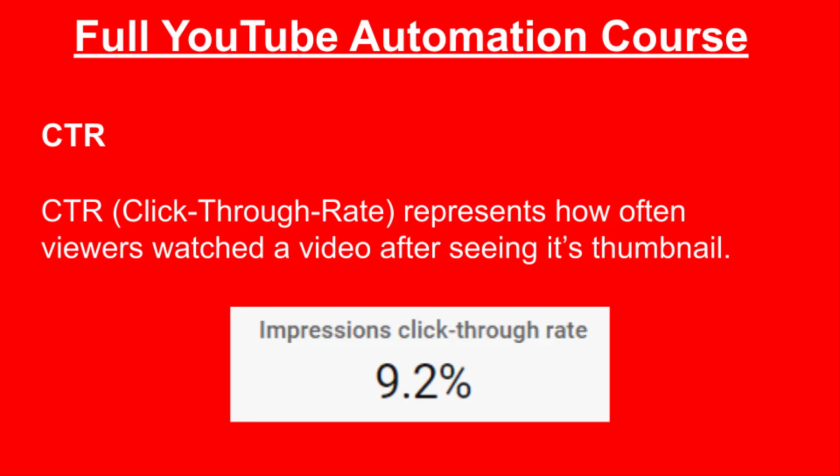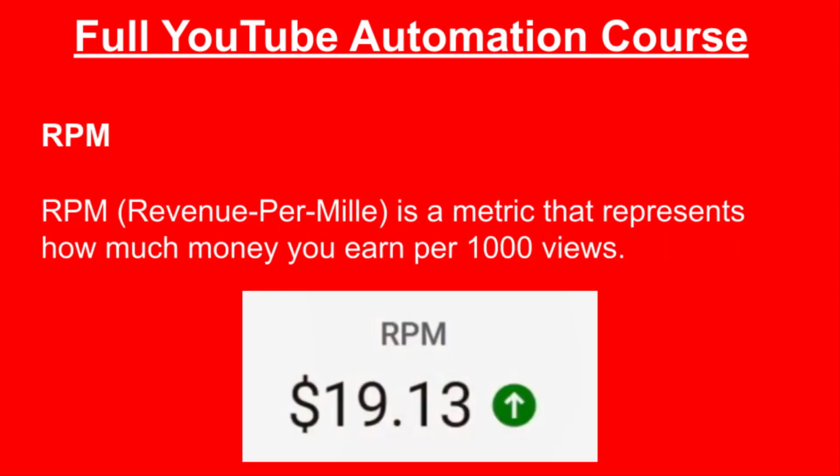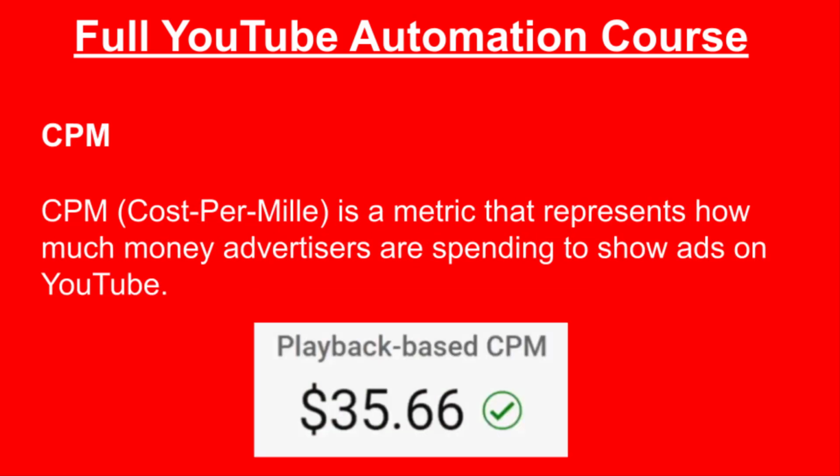So those are some of the most important words that you should know about. We have watch time, we have click-through rate, we have RPM, and we have CPM. If you want to, you can pause the video to just learn these words pretty quickly. They are actually pretty simple and they will make sense later on as we progress inside of this step-by-step course.